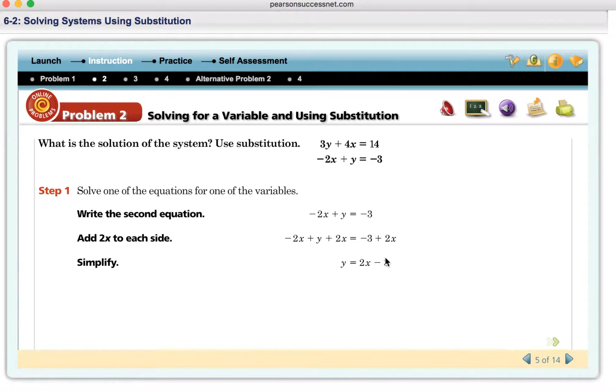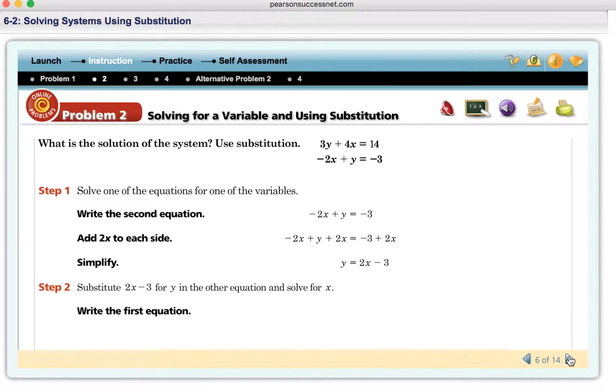So all we did was we added 2x to both sides, and then when we did that, we were left with y equals 2x minus 3. And this is going to allow us to substitute this value into this equation up here for where we see the y, right? For step 2, substitute 2 times x minus 3 for y in the other equation and solve for x.